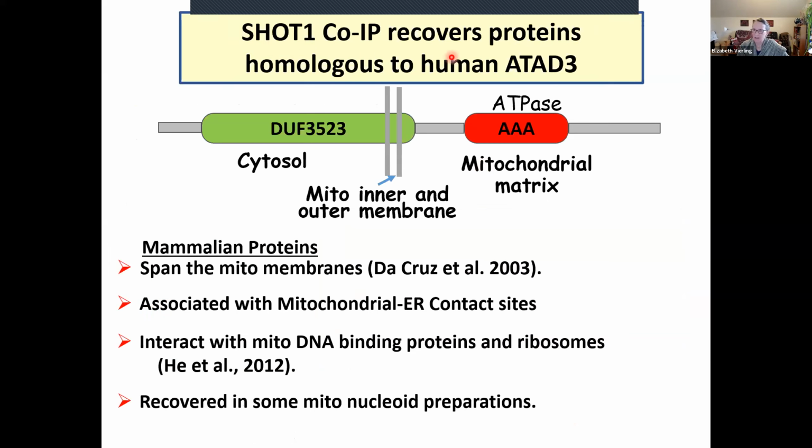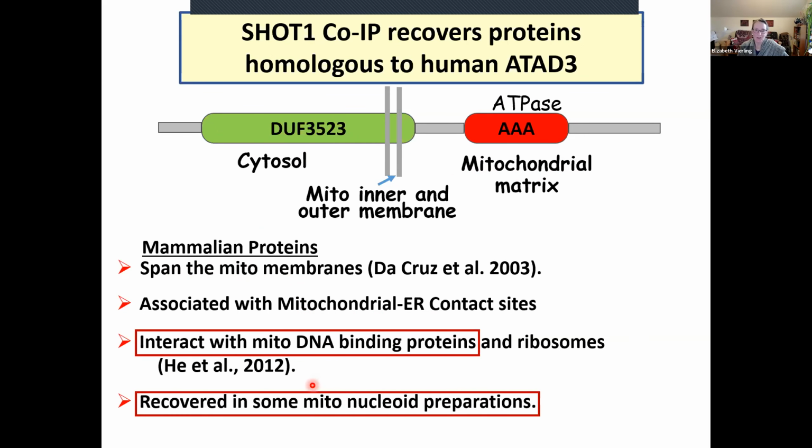But SHOT1 doesn't only interact with DNA, it also interacts with an unusual class of proteins called ATAD3 proteins, or homologous to human ATAD3 proteins. And these are fascinating proteins that contain a matrix localized mitochondrial ATPase domain, but then span both mitochondrial membranes and have what's believed to be, in the cytosol, a domain of unknown function. So from structures or from work on mammalian proteins, we know that they span the mitochondrial membranes, they're associated with mitochondrial ER contact sites, they interact with DNA binding proteins, and they're recovered in nucleoid preparations. So this is very consistent with what we see for SHOT1. It's a mitochondrial DNA interacting protein, and it's found in nucleoids. So perhaps it's consistent with our also finding that SHOT1 interacts with these ATAD3 proteins.